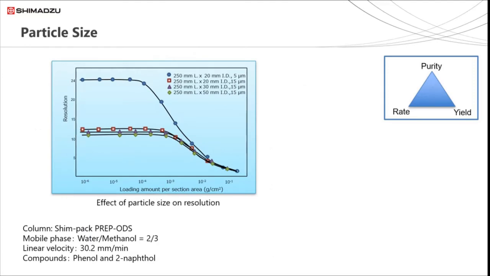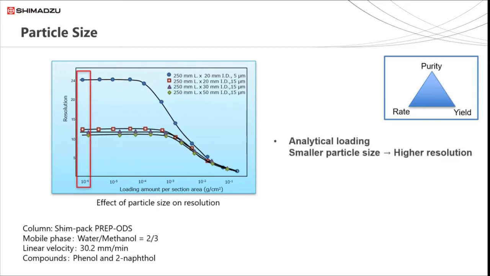The graph shows the effect of particle size on resolution. The line with blue circles represents a 20mm ID column with 5 micron particles. The other lines represent 20, 30 and 50mm ID columns, but with 15 micron particles.